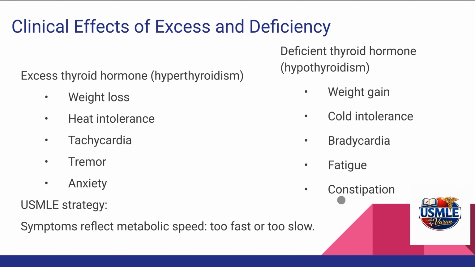Too much hormone causes weight loss, heat intolerance, and tachycardia. Excess thyroid hormone, hyperthyroidism, causes weight loss, heat intolerance, tachycardia, tremor, and anxiety. Whereas deficient thyroid hormone, or hypothyroidism, causes weight gain, cold intolerance, bradycardia, fatigue, and constipation. So symptoms reflect metabolic speed, too fast or too slow. So weight loss, heat intolerance, tachycardia, tremor, and anxiety are features of hyperthyroidism.